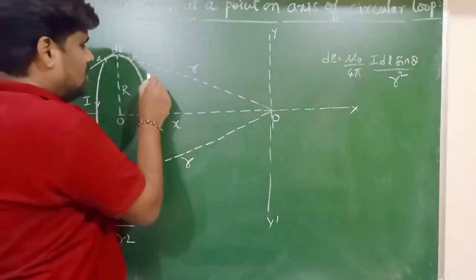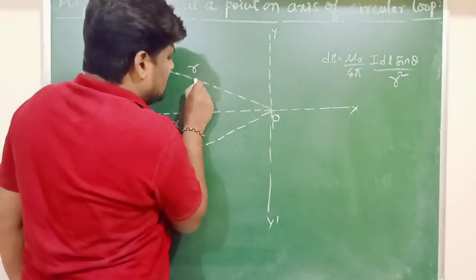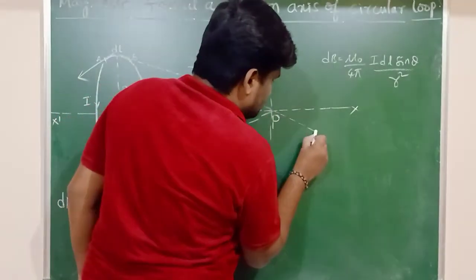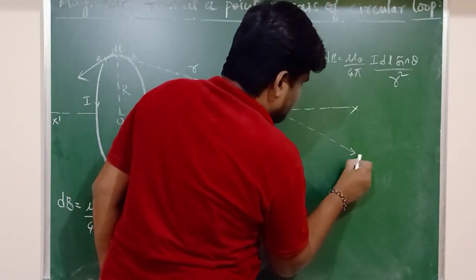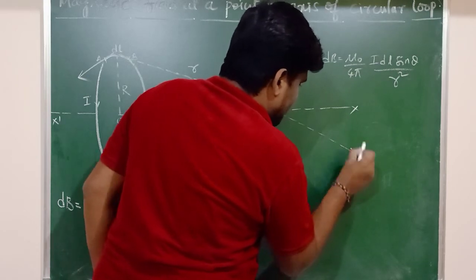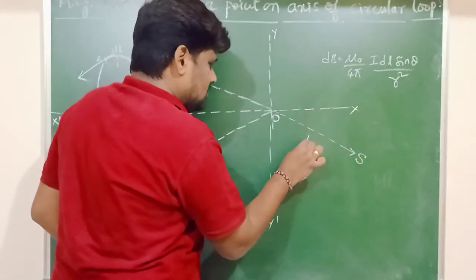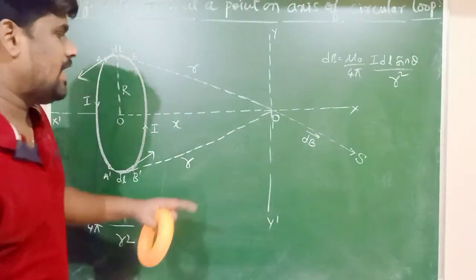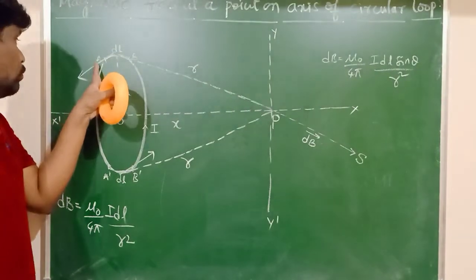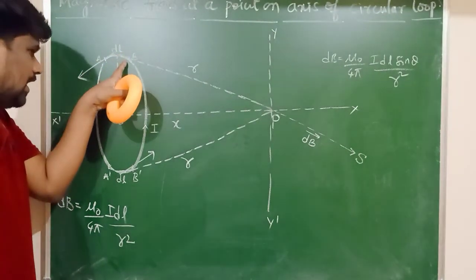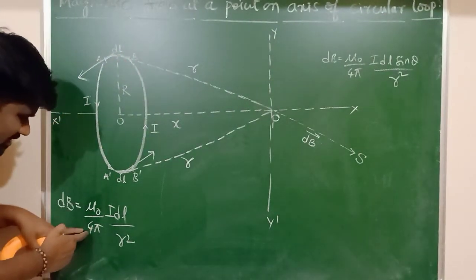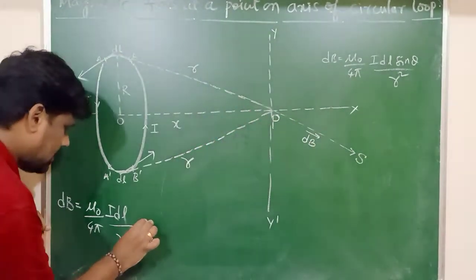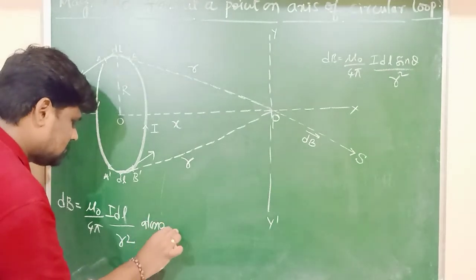So this is the magnetic field at point P. What is its direction? Its direction is along PS. This dB is the magnetic field at point P due to the first current element AB. Its magnitude is this much and the direction is along PS.